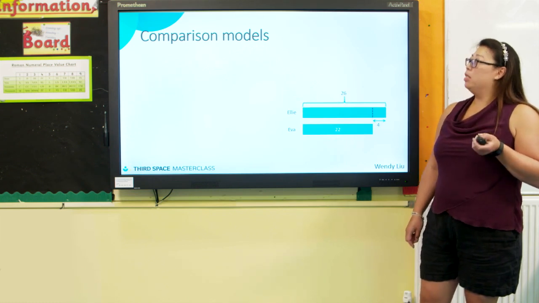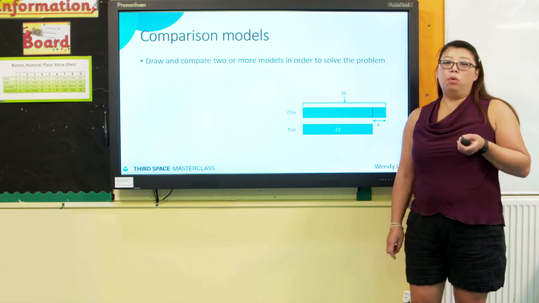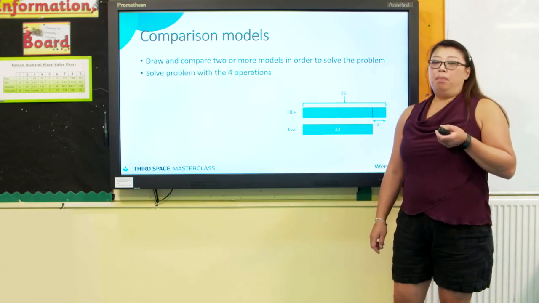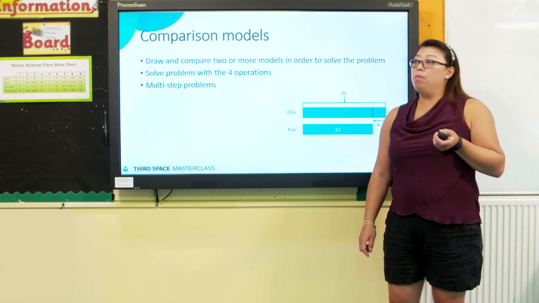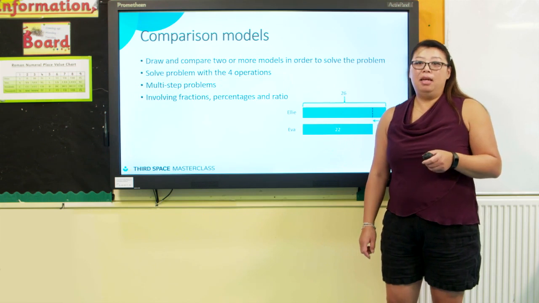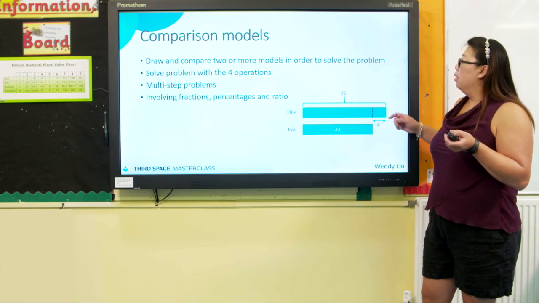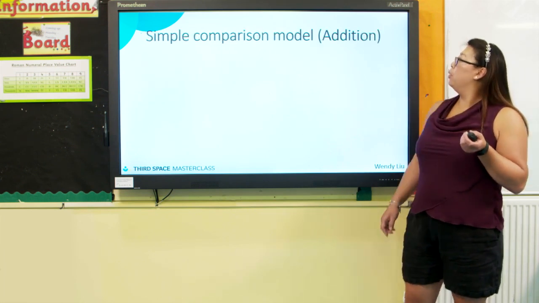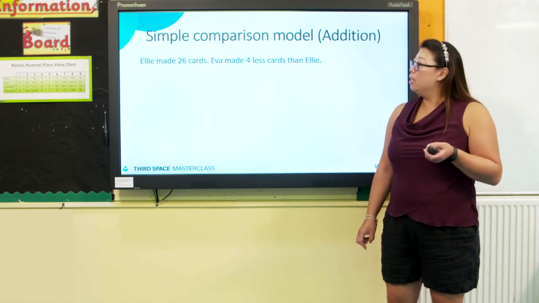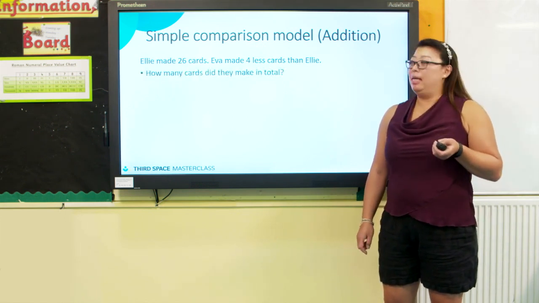We move on to comparison models then. So comparison models are where you're drawing 2 or more models in order to solve the problem. Again, could be used with 4 operations, could be used with multi-step problems, also involved more complex topics like fractions, ratios and percentages. So a simple comparison model for addition. So Ellie made 26 cards, Eva made 4 less cards than Ellie. How many cards did they make in total?